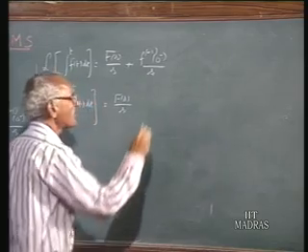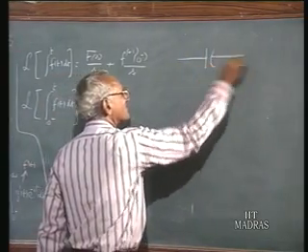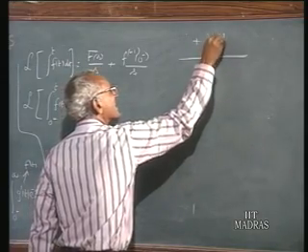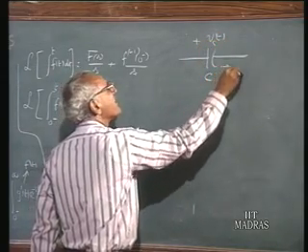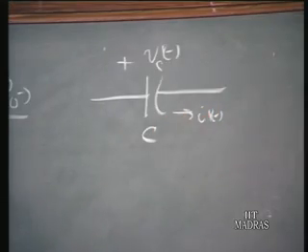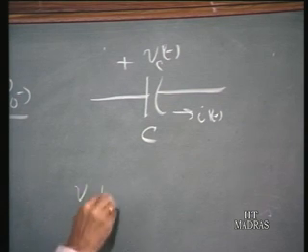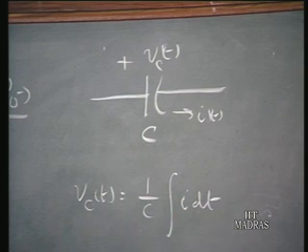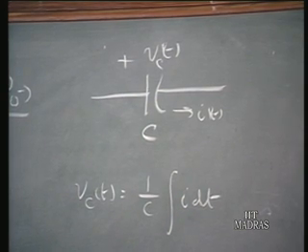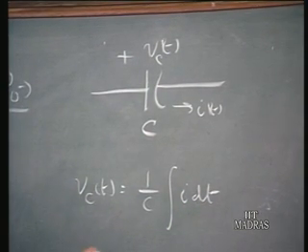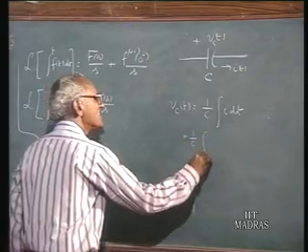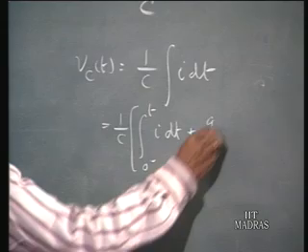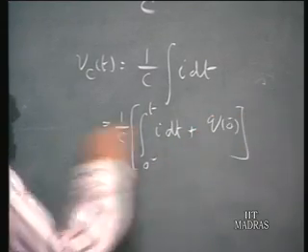Suppose I have a capacitor of value C, and this is the voltage across the capacitor v_C(t) and the current through the capacitor is i(t). Then we can write v_C(t) is 1 over C times the integral of the current, which is the charge on the capacitor. I can write this further as 1 over C times the integral from 0 minus to t of i dt plus the initial charge on the capacitor at 0 minus.